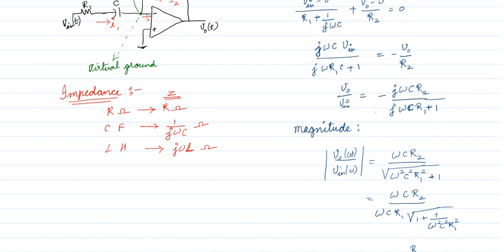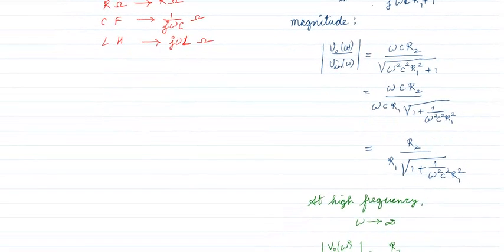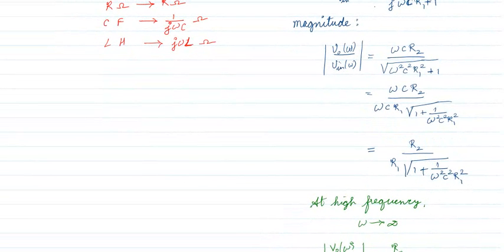From the denominator we are taking omega c r1 outside, right? So it becomes the square root of 1 plus this term in the denominator. Fine. Now the important thing, this omega c gets cancelled out, right? So this is what remains. This is the magnitude of the practical differentiator.